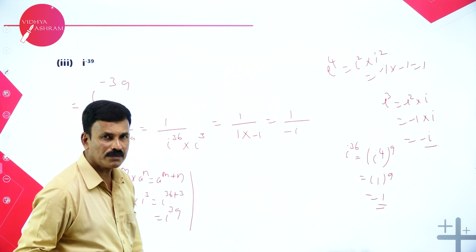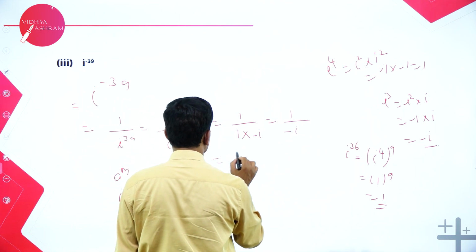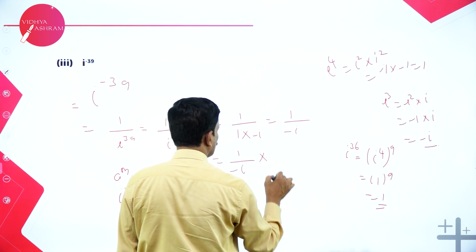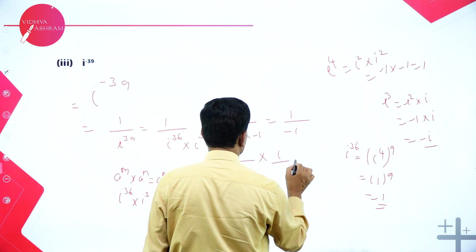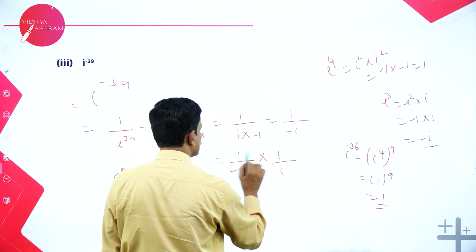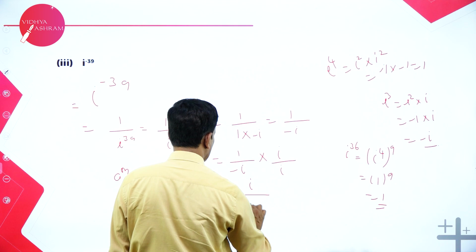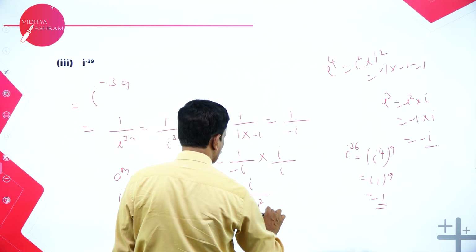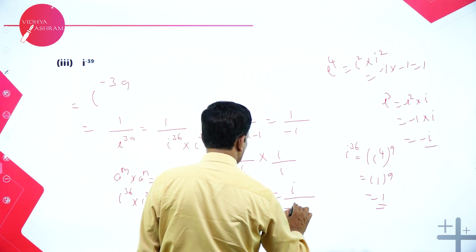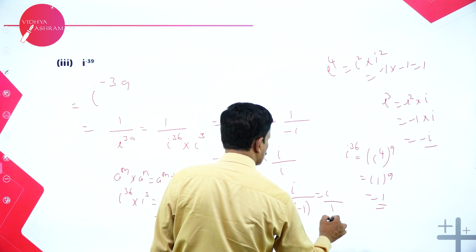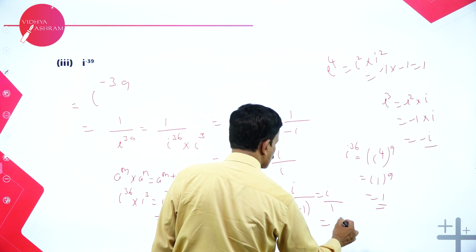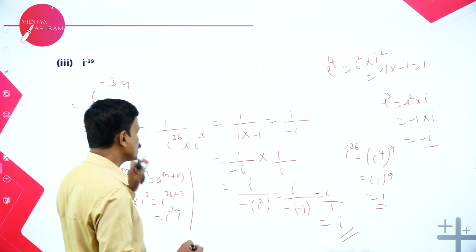So 1 divided by minus i. Rationalize this: for 1 divided by minus i, just multiply and divide by plus i. So i divided by i. Simplify this. 1 into i is i, minus i into i is minus i square. So i divided by minus i square, and i square is minus 1, so minus into minus is plus 1. i by 1 is equal to i. So the simplified answer is i.